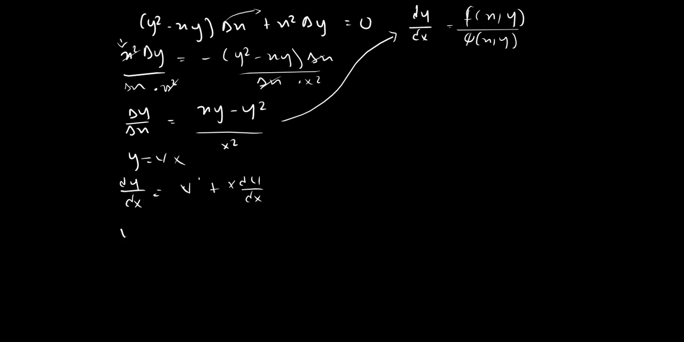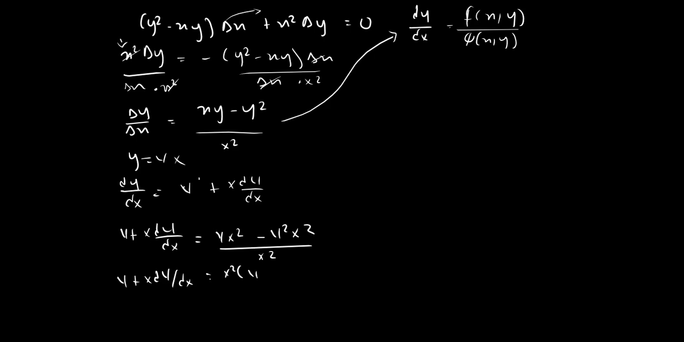So I'm going to have v plus x dv/dx is equal to xy. Remember, y is vx, so substituting the value, we have vx squared minus y squared, which is going to be v squared x squared, over x squared. Now x squared is common in all three of them, so at this point we just factorize x squared out, and then we cancel it out, right? So we have v plus x dv/dx is equal to x squared in the bracket v minus v squared, all over x squared, right?